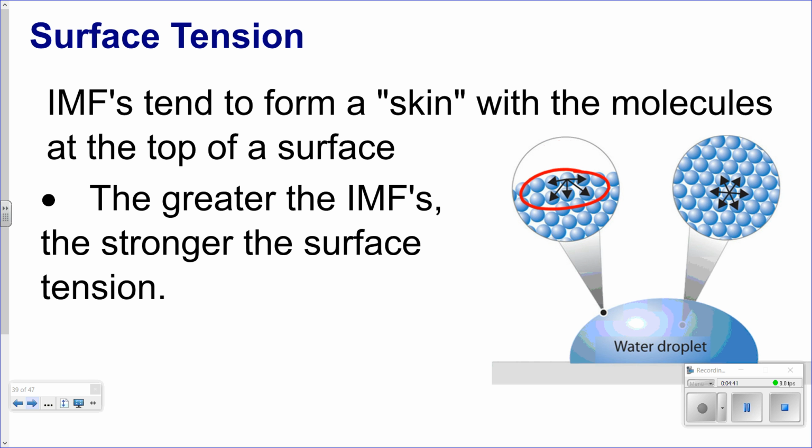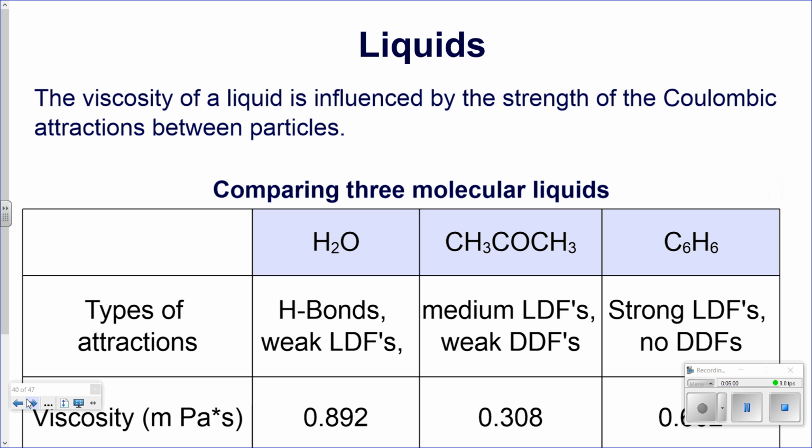Something like alcohol, which has a weaker intermolecular force of attraction, is still hydrogen bonded, but a weaker version of it. It's impossible to get things like a needle to rest on the surface of that liquid, just because of the weaker forces of attraction.